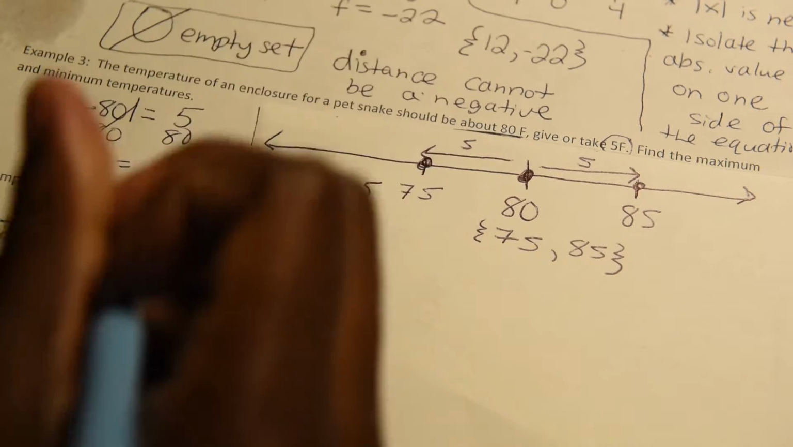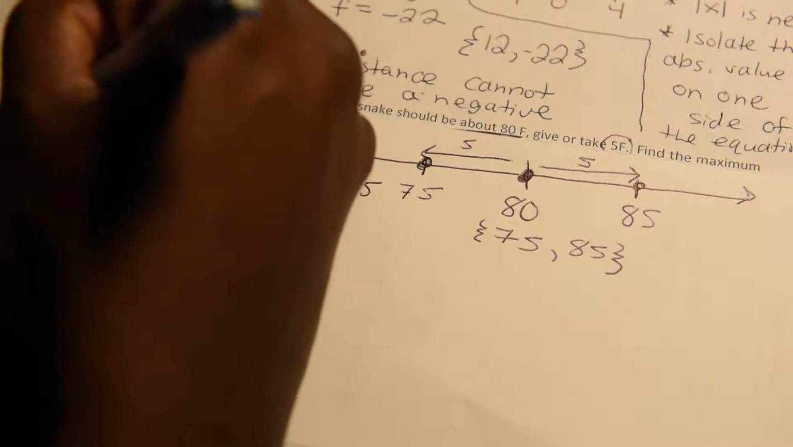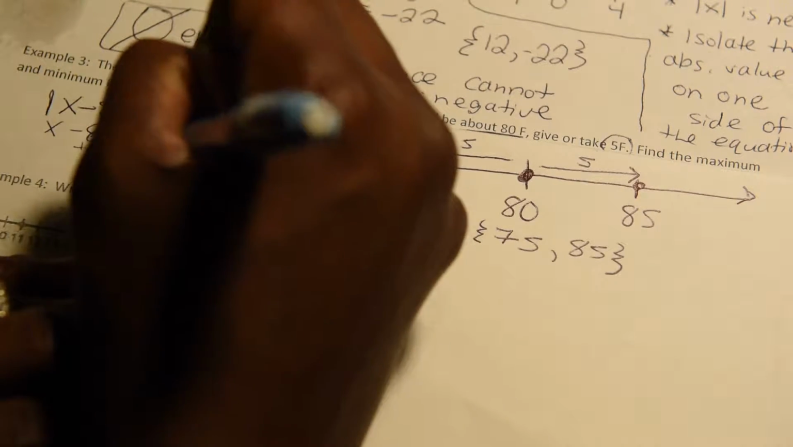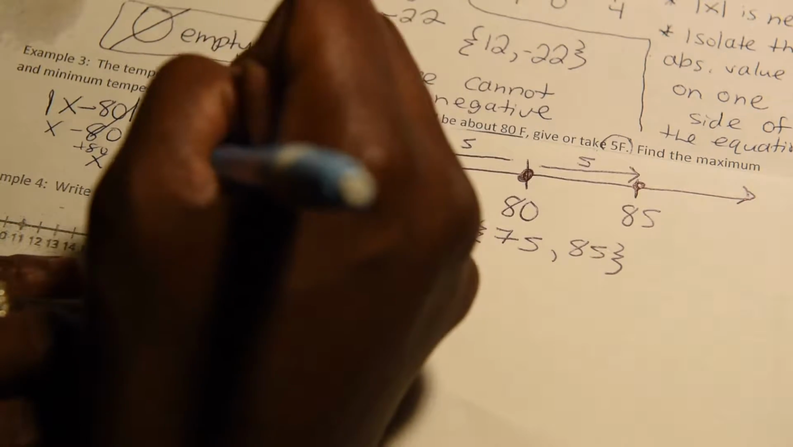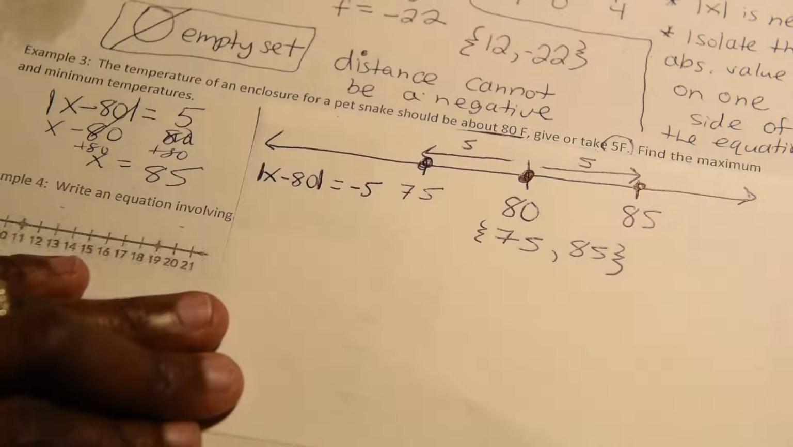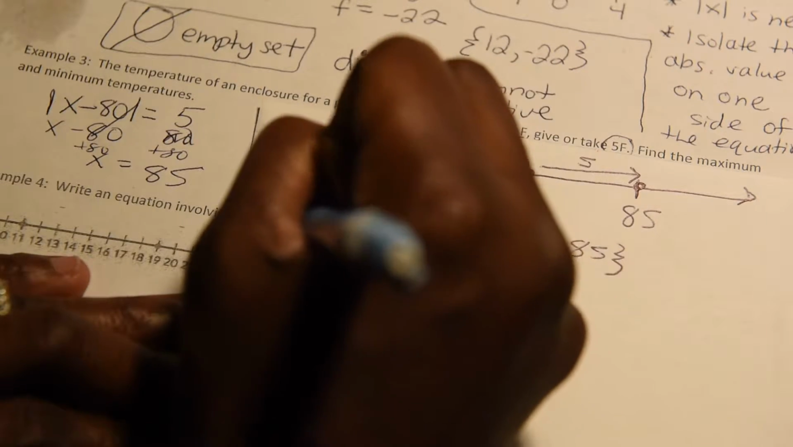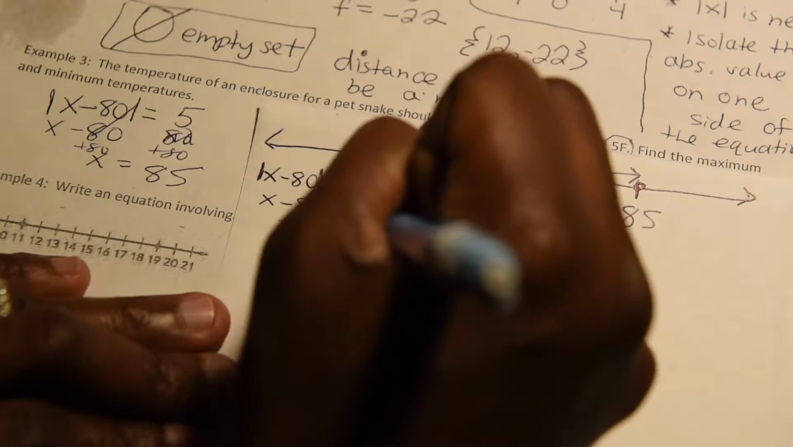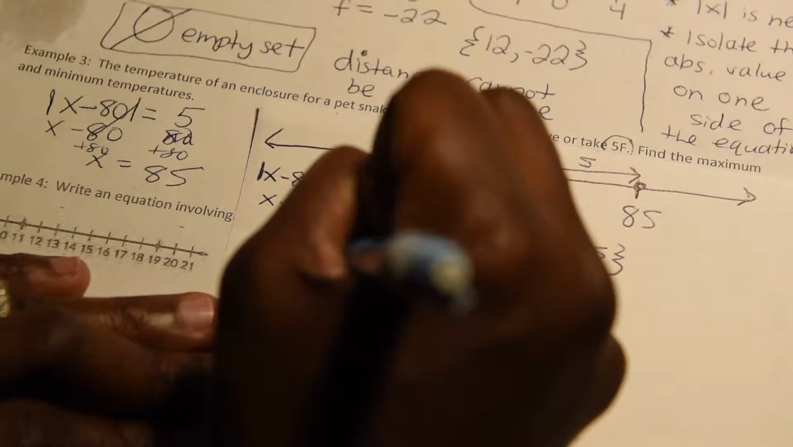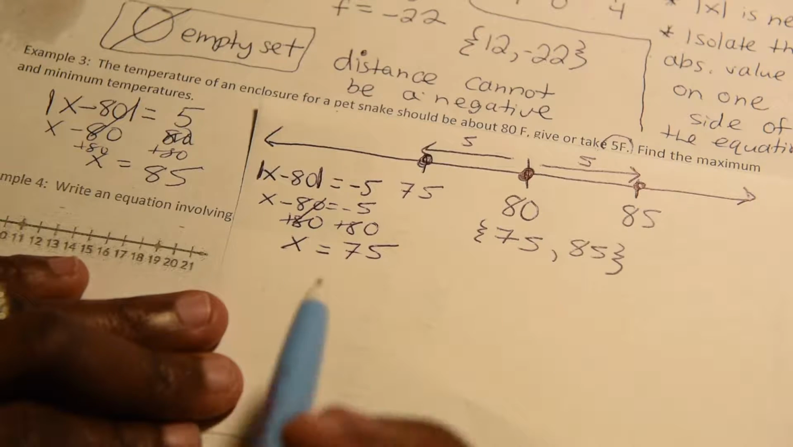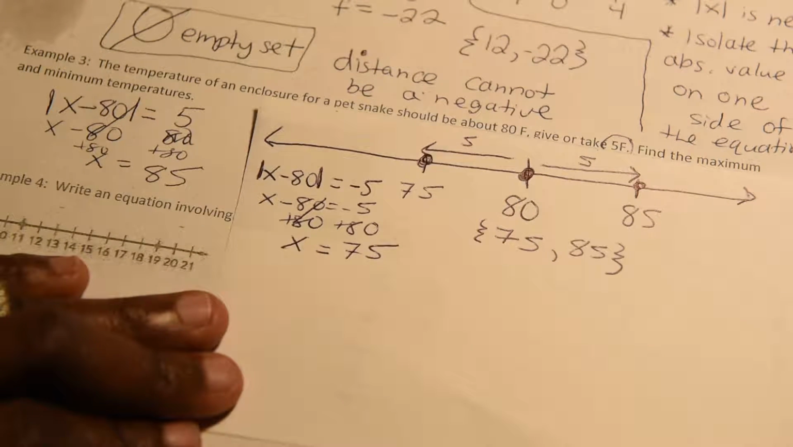Oh, I forgot to take it out of the absolute value bars. Let me take it out just so I can do it properly. Okay, so we add 80 to both sides, and 80 plus 5 is 85. On this one, I'm going to take it out of the absolute value bars and set it equal to negative 5. Add 80 to both sides, and x is going to be equal to 80 minus 5, which is 75. And so that's how we write an equation for that problem.